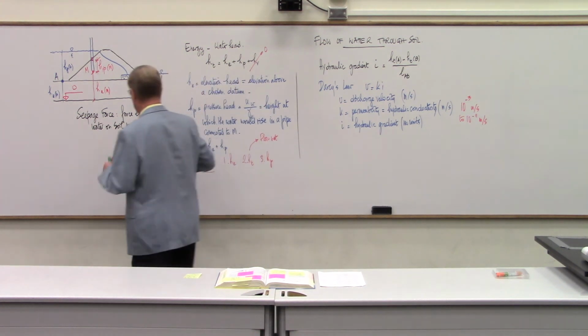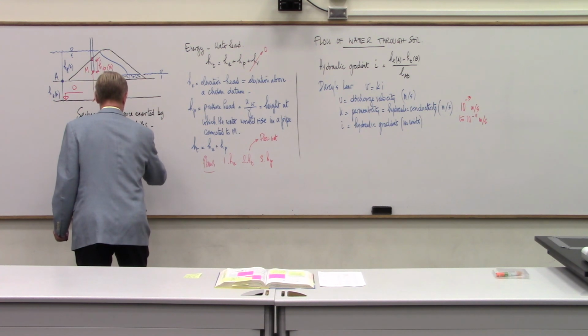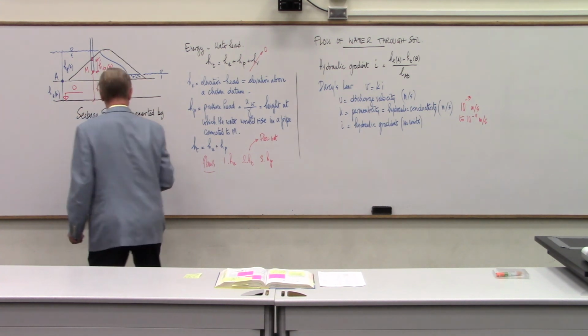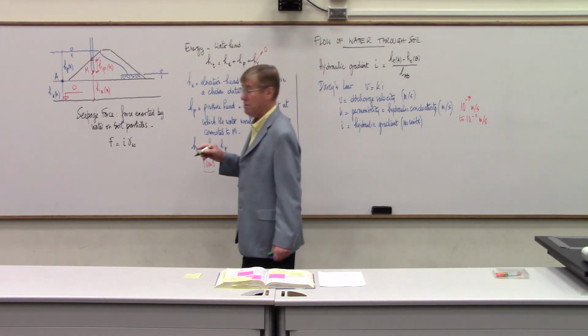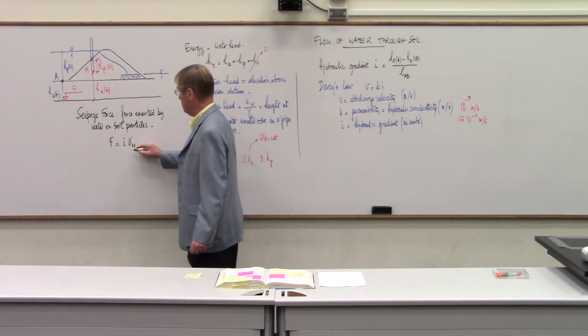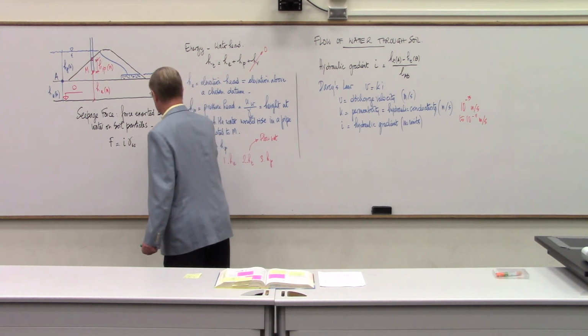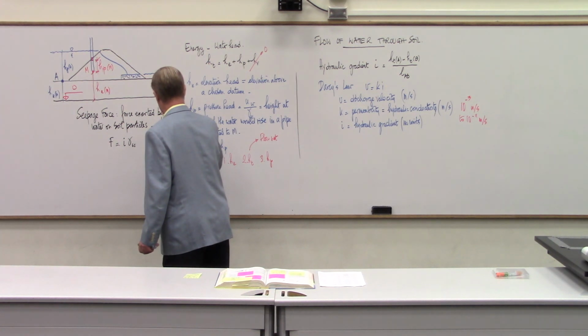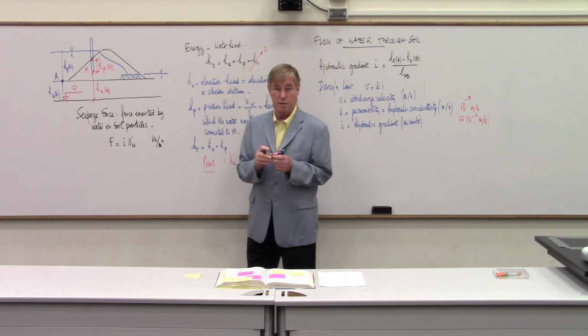This force is F equals I gamma W. I is the hydraulic gradient, gamma W is the unit weight of water, and you can see that the units of this force is kilonewton per cubic meter. So this is a force per unit volume of soil.